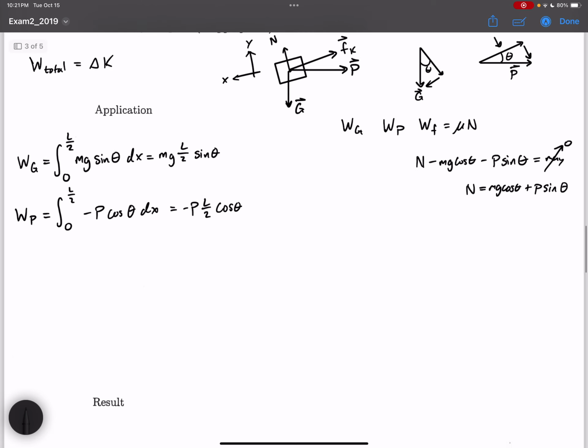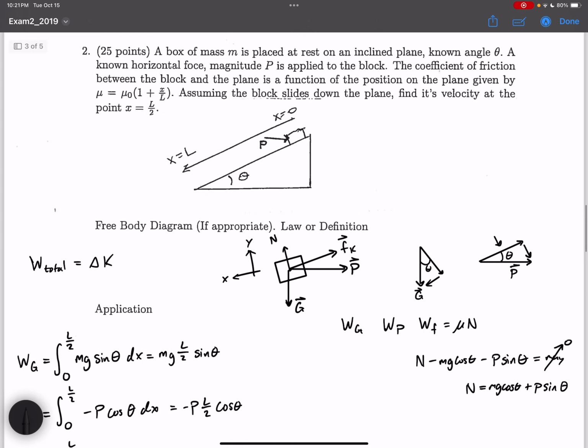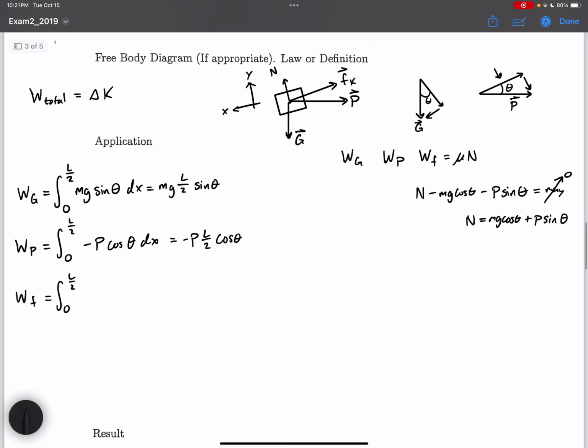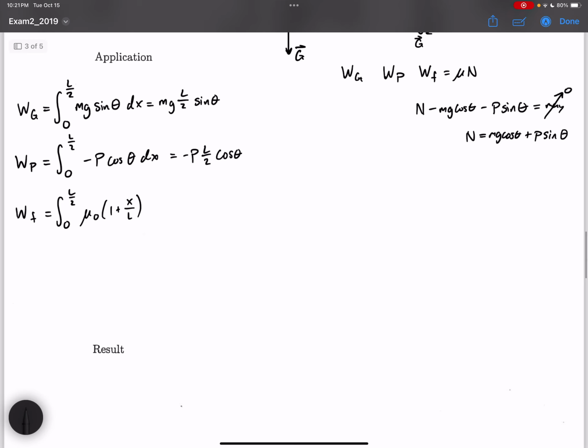Now, friction is going to be a little annoying, but it shouldn't be that bad. So we have 0 to L/2 again, and we know that friction has this coefficient here, right? And so we're going to have μ0 (1 + x/L), and then times (mg cos θ + P sin θ), which is a constant, dx.